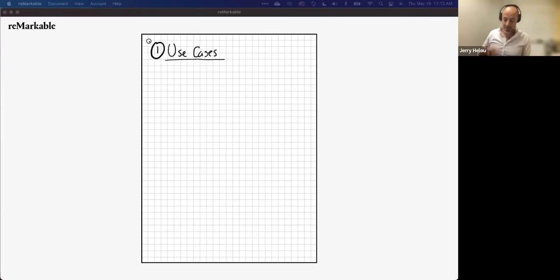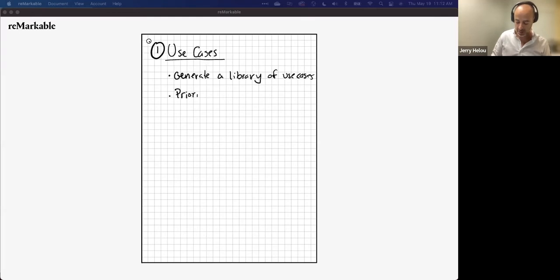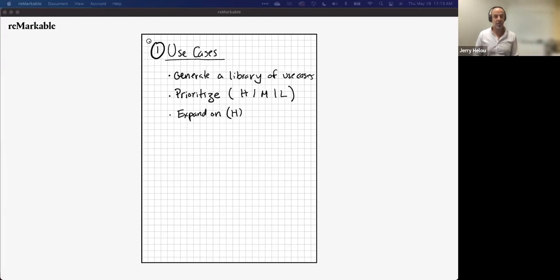So my advice is, as you're putting together the use cases, I would say one, generate a library of use cases. That's one. Then I would say prioritize. So give them your high, medium, low type of priority, and then expand on the high priority ones, the ones that you think are the most important.